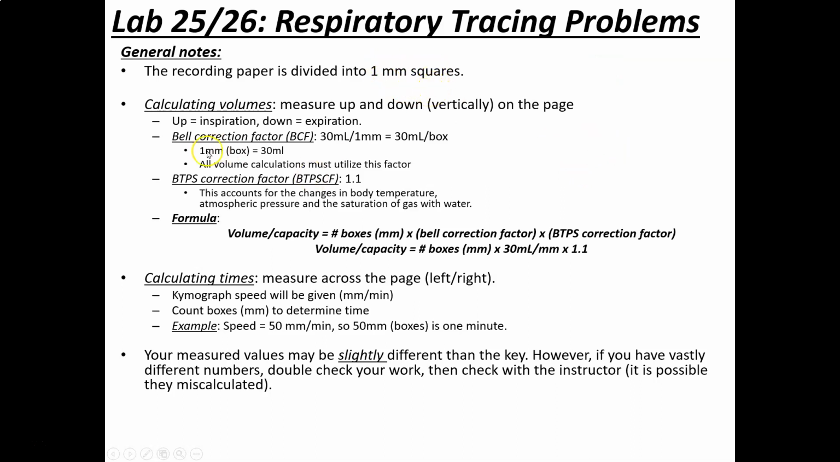We breathe a certain volume. So you need what's called the Bell correction factor. And that Bell correction factor just depends on the size of the bell. The one we have in the laboratory, that the respiratory tracing we're going to analyze is from, has a Bell correction factor of 30 mLs per 1 millimeter. So every change of 1 millimeter in height is a change of 30 mLs for the bell. So every one box up or down is 30 mLs. And so all volume calculations have to use that factor. You have to figure out the Bell correction factor.